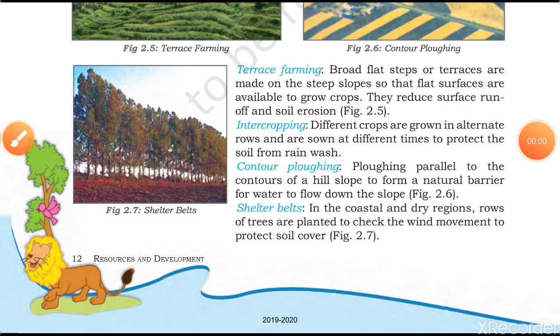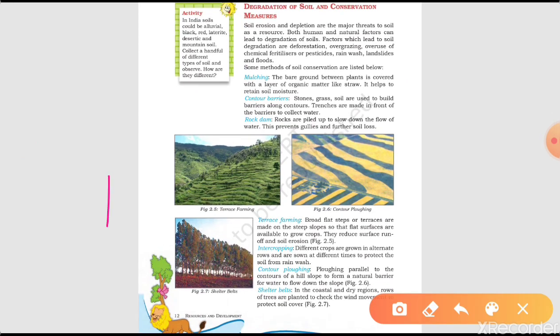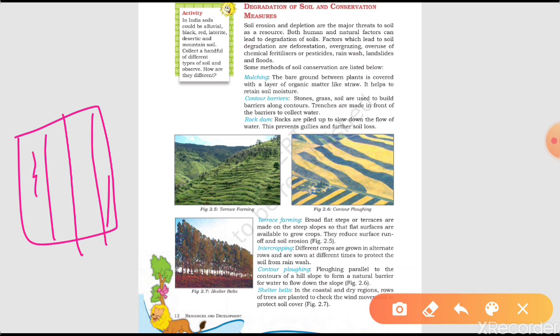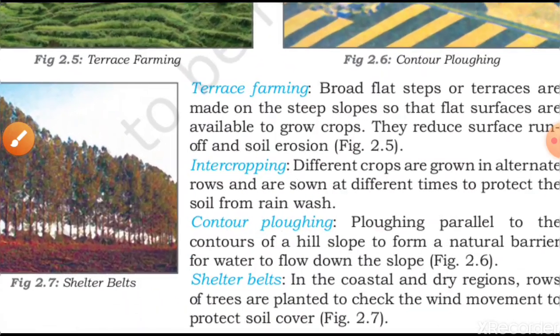Next topic is intercropping. Different crops are grown in alternate rows and are sown at different times to protect the soil from rain wash. It's a very common method that different types of crops are grown at different times. Once these rows are filled up, then the next time these two rows are filled up. So this is intercropping.